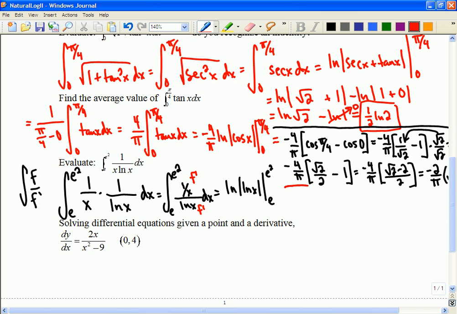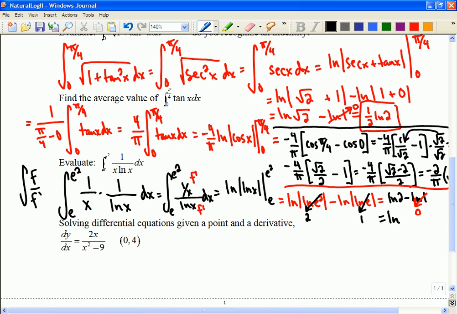Suppose I'll have to change one more time here. So this will be the natural log of the natural log of e squared, take away the natural log of the natural log of e. So natural log of e squared, that's just going to be 2. Natural log of e is just going to be 1. So natural log 2 minus natural log of 1. Natural log of 1 is a 0. So I end up with just natural log of 2.